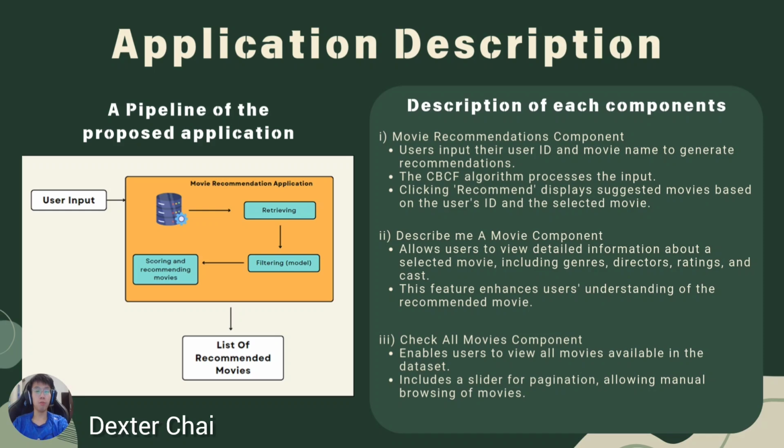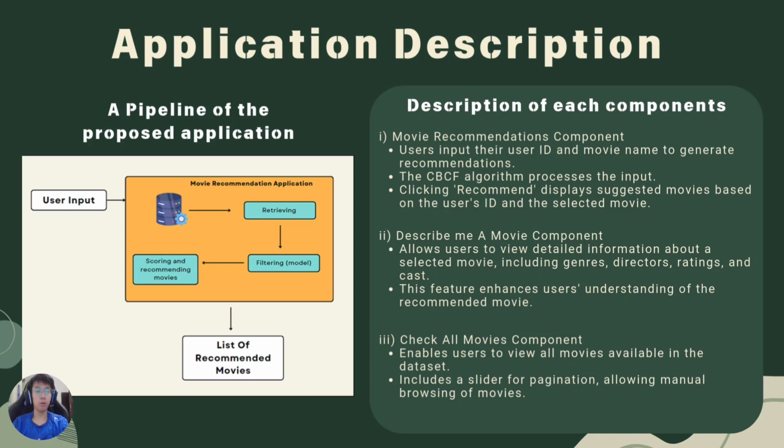So for my part, I will be discussing the pipeline of the proposed application and also the description of each component. For the pipeline of the proposed application, we have three steps: user input, movie recommendation application, as well as a list of recommended movies. It begins at the user input, where the user will have to select the user ID and also the name of the movie that they want to be recommended. After the user input on the website, it goes to the movie recommendation application.